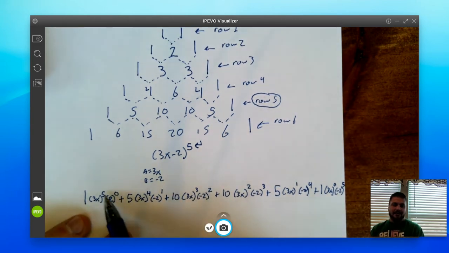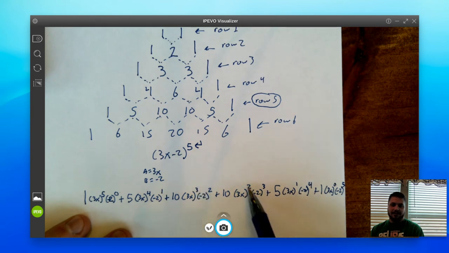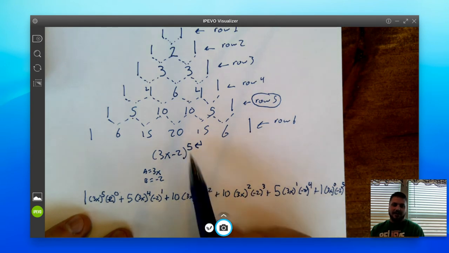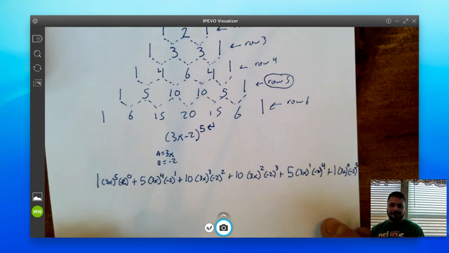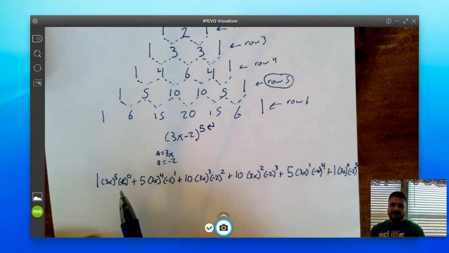Notice how my exponents always add to be 5. 5 and 0, 4 and 1, 3 and 2, 2 and 3. They will always add to be whatever your original exponent was. Now, I just need to do all this math.